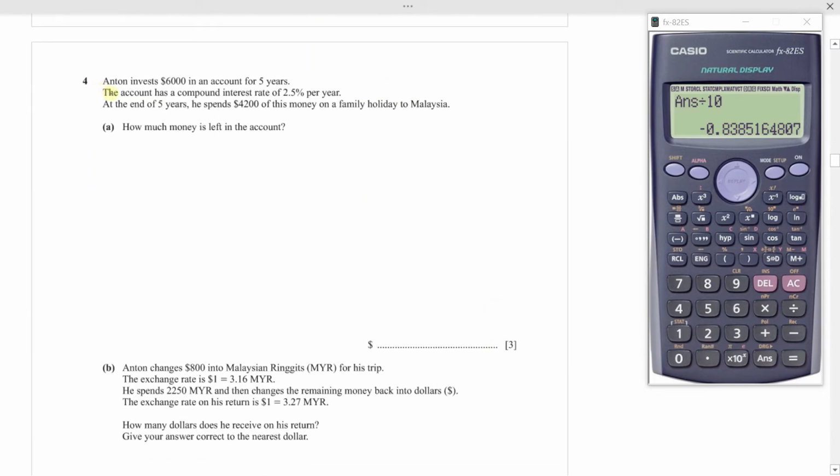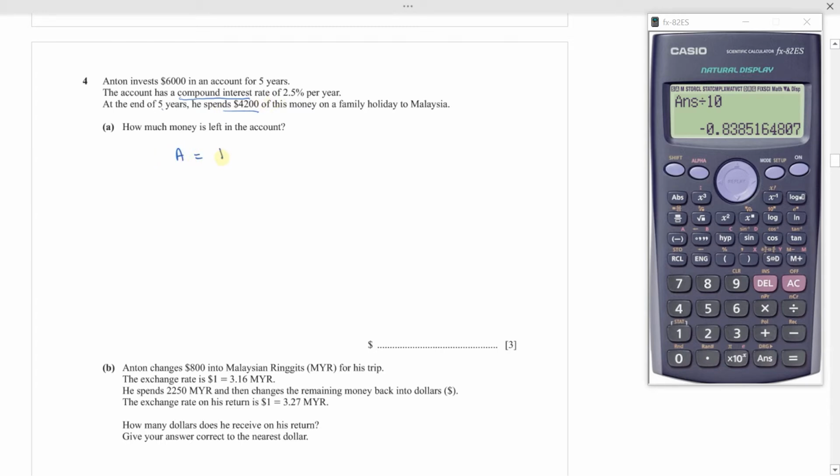Question number 4 is Anton invests $6,000 in an account for 5 years. The account has a compound interest rate of 2.5%. At the end of 5 years, he spends $4,200 of this money on a family holiday to Malaysia. Part A is how much money is left in the account. So first we need to calculate the amount of money in the account after 5 years before he spends the 4,200. So you have compound interest.